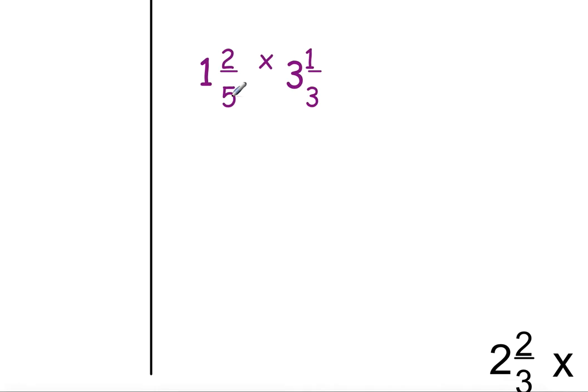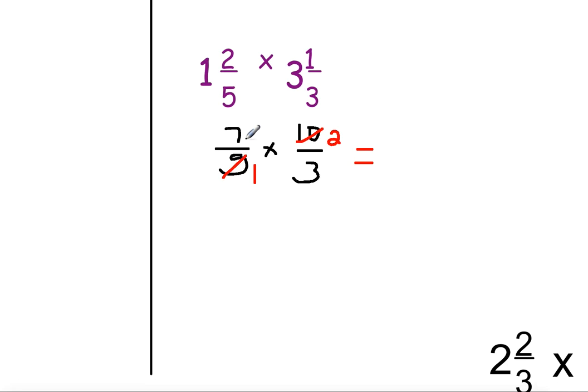1 times 5 plus 2 is 7/5. Times 3 times 3 is 9, plus 1 is 10/3. Now I go through, is there anything I can simplify? 7 and 5 are simplified, 7 and 3 are simplified, but 5 and 10. 5 can go into 5 once, 5 can go into 10 twice.